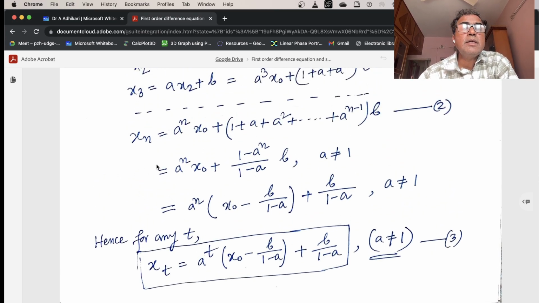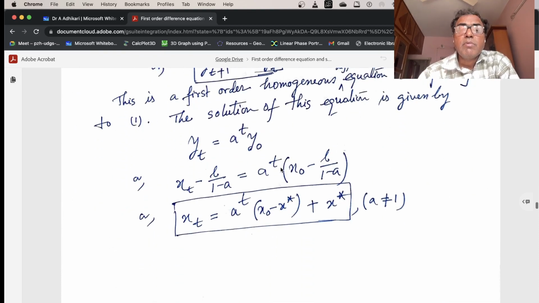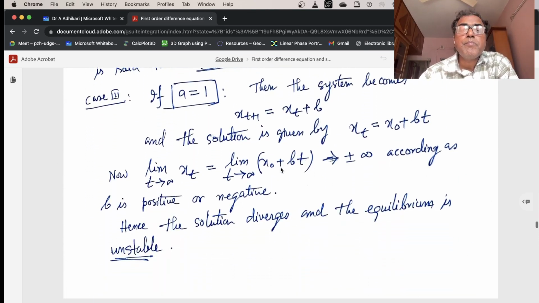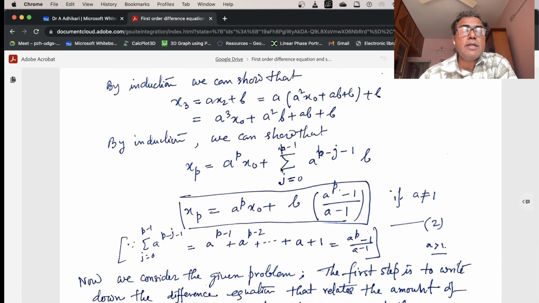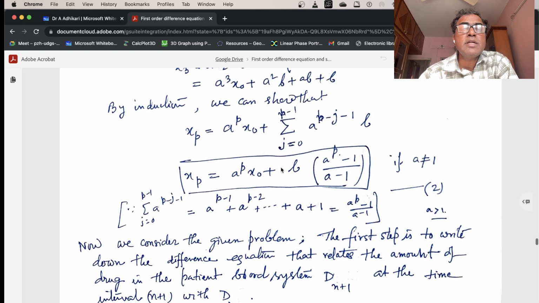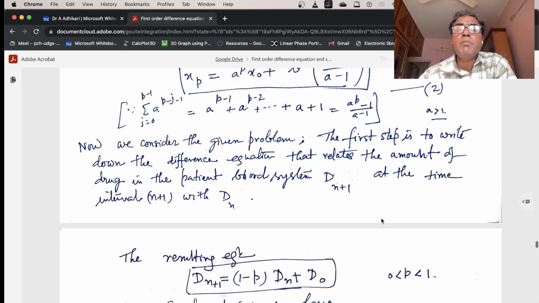This is the solution. x_n equal to a to the power n x0 plus (1 minus a to the power n) by (1 minus a) into b. So same case here. So already we get this result, and we use this result a to the power p minus 1 by a minus 1 when a is greater than 1. We considered the given problem.